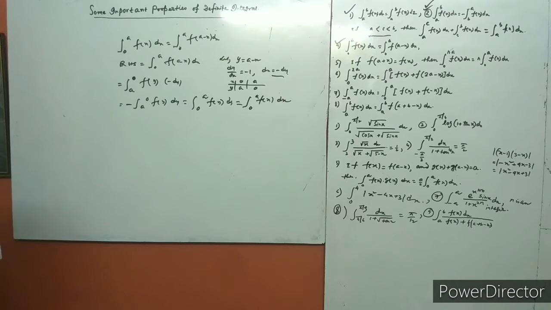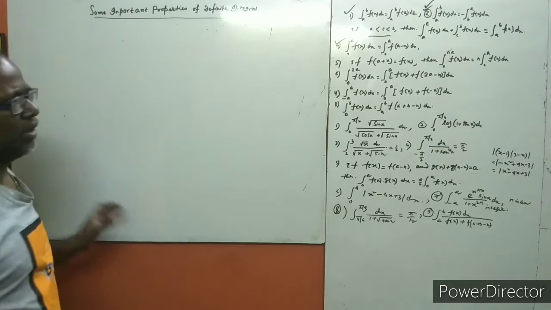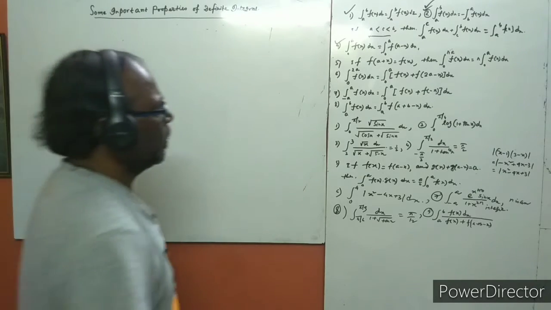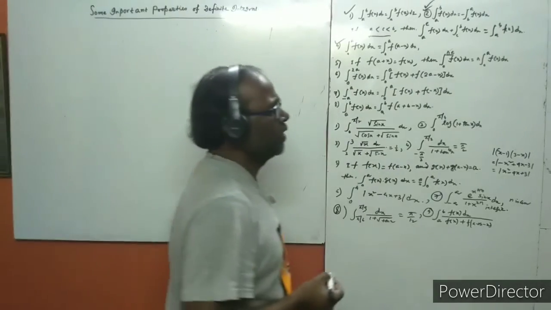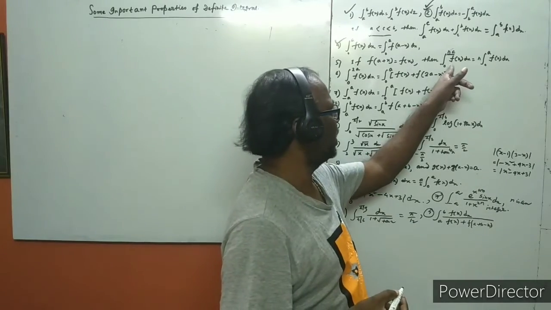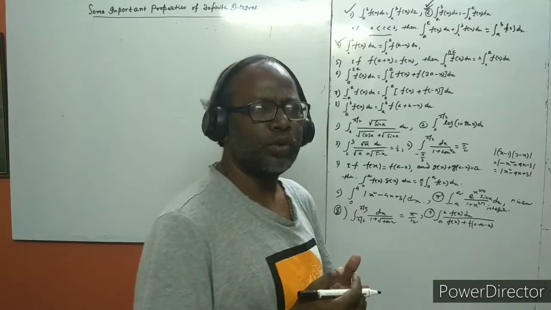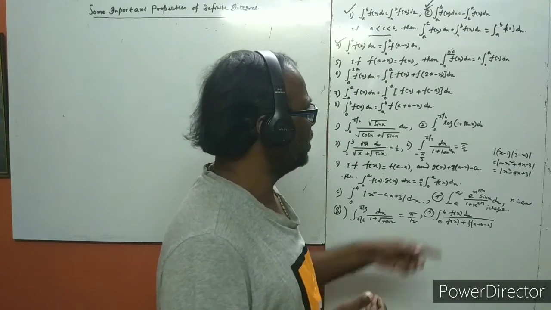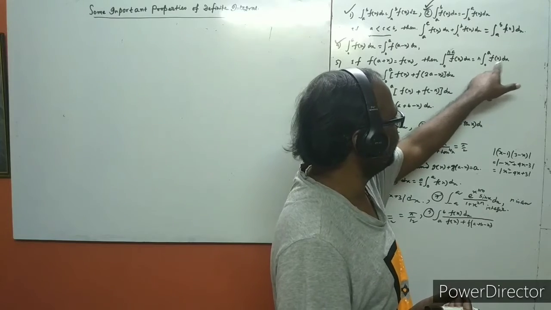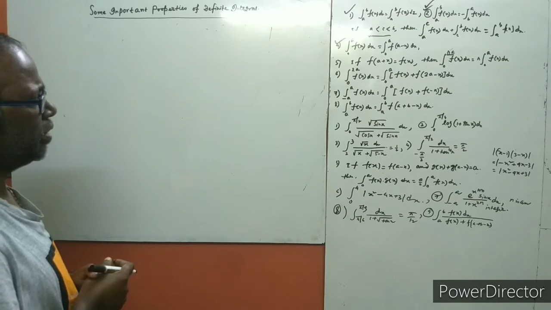Now property number 5. There is a restriction. If a function satisfies f of (a plus x) equal to f of x, what is the relation between the limits? If the integral is from 0 to pi, and pi can be expressed as 2 into pi by 2, and the function satisfies f of (pi by 2 plus x) equal to f of x, then the integral is 2 into the integral from 0 to pi by 2 of f of x dx. This is the main important point.